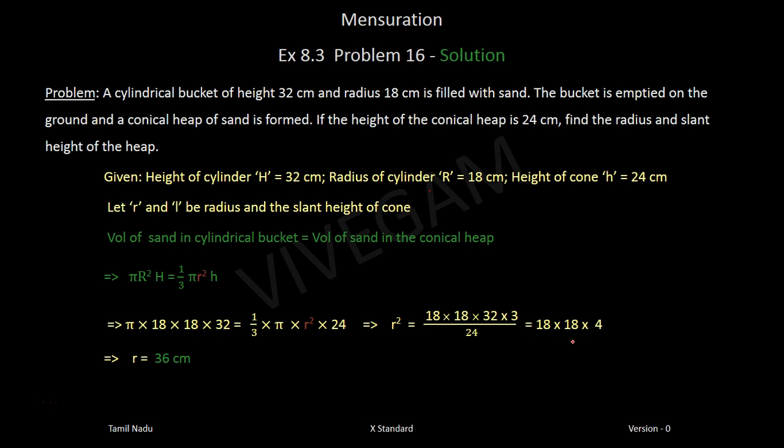That is r square. So r will be 18 taken out. Square root of 4 is 2. So 18 2s are 36. So this is the radius of the conical heap. Okay, half the problem is done.